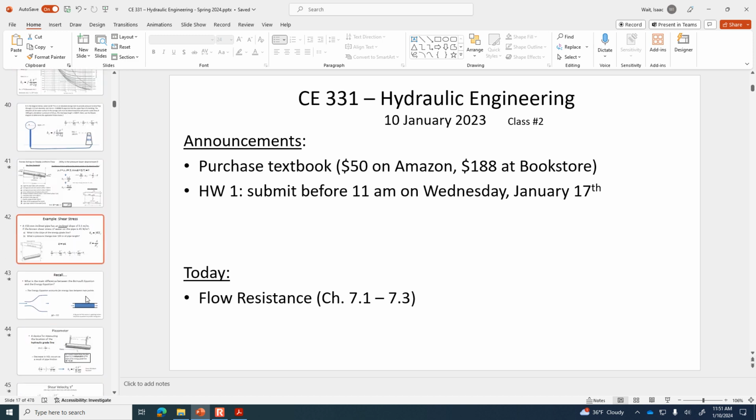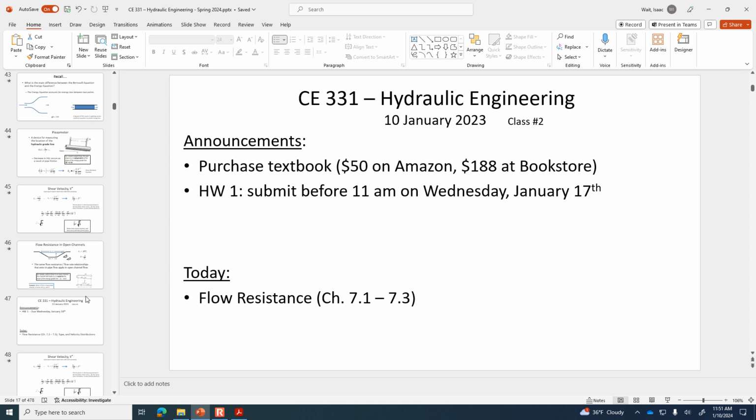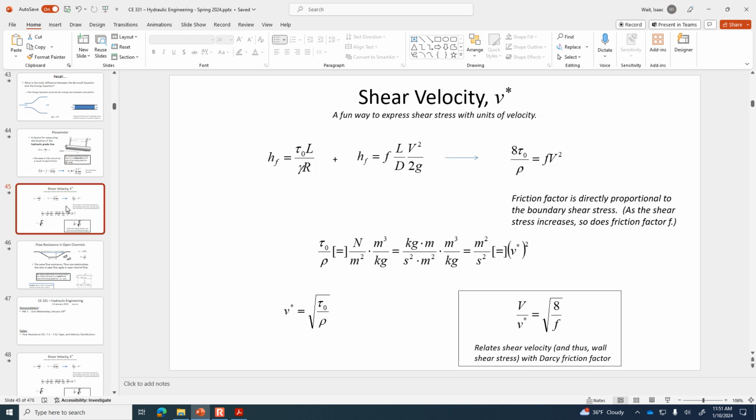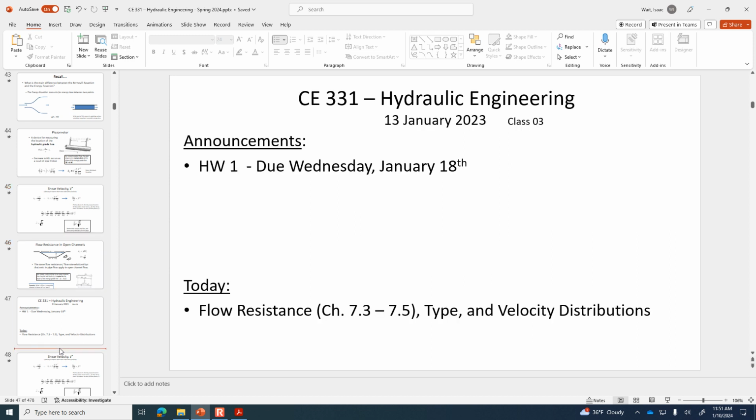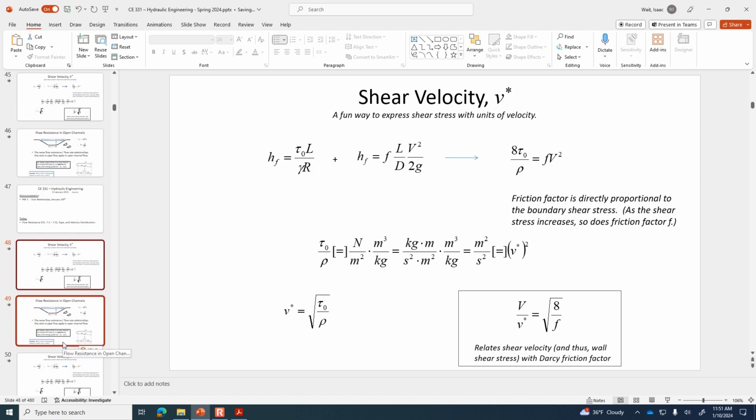So I have the textbooks ordered, but it's not going to be here until next Friday. Is there anything I can do to get the homework done? Well, the main thing that you need to solve the homework is the kinematic viscosity, which I wrote on the board during the example today. I think that's something you need to look up.